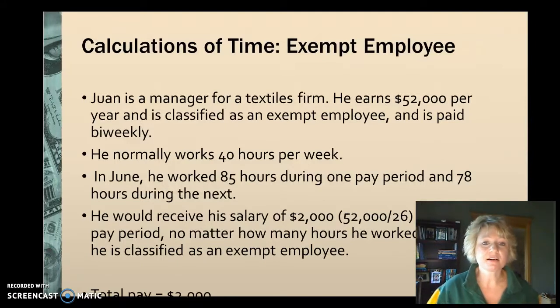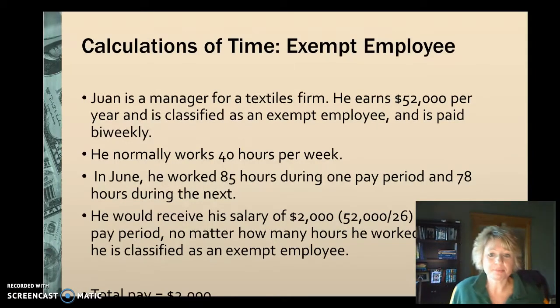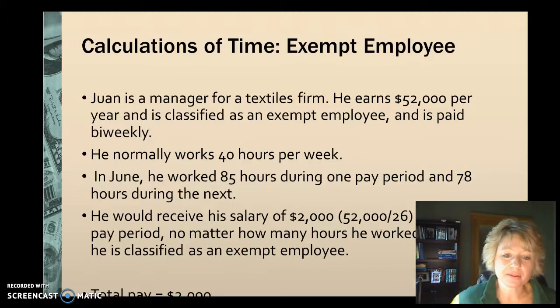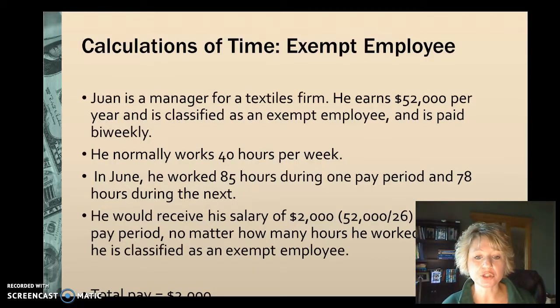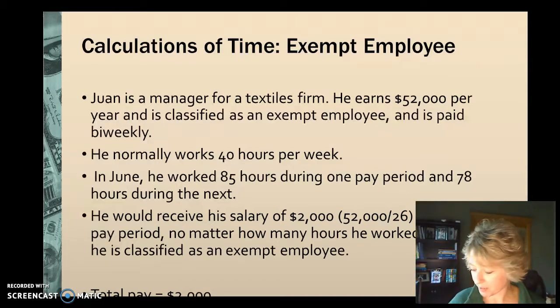All right, the next slide talks about the calculations of time for exempt employees. In this example here, the employee normally works 40 hours per week. In June, he worked 85 hours during one pay period and 75 hours during the next. He would receive his salary of $2,000, which is $52,000 divided by 26 paychecks, since he gets paid bi-weekly, for each pay period, no matter how many hours, because he is classified as an exempt employee. Remember from chapter 1, an exempt employee is only paid the wage with no overtime pay.